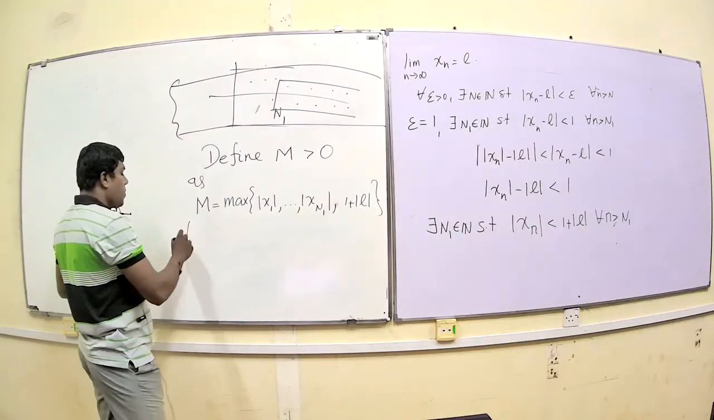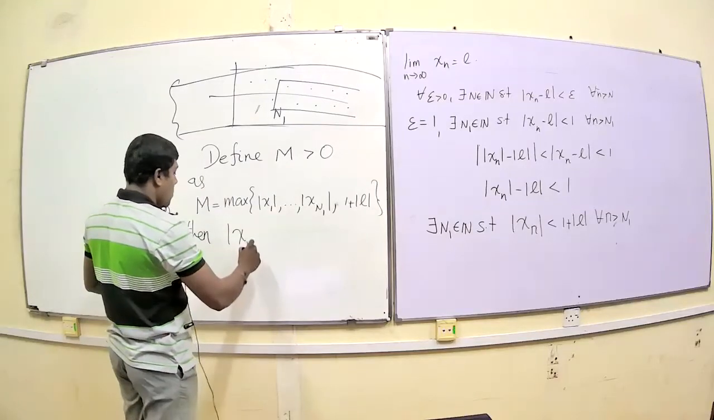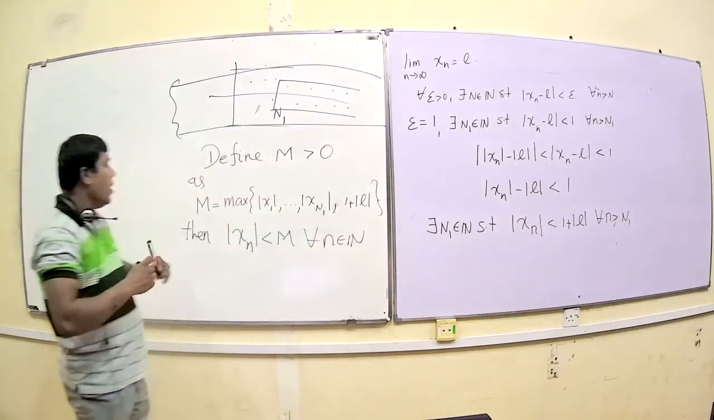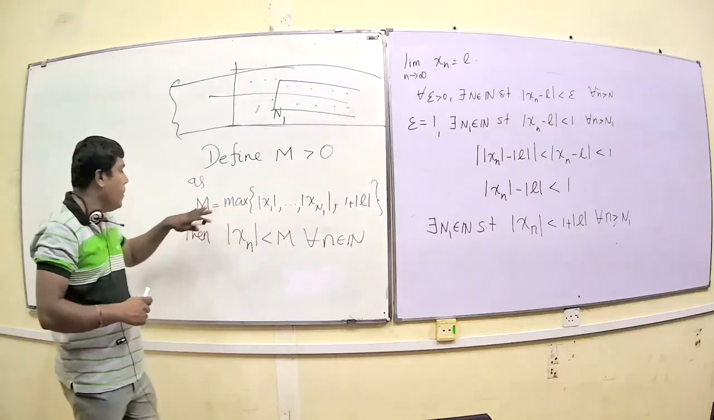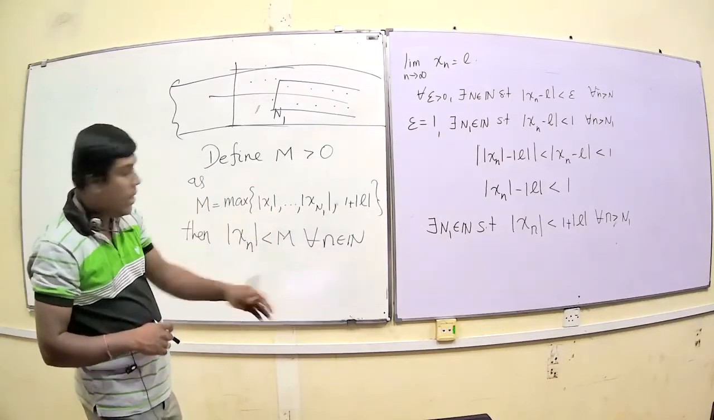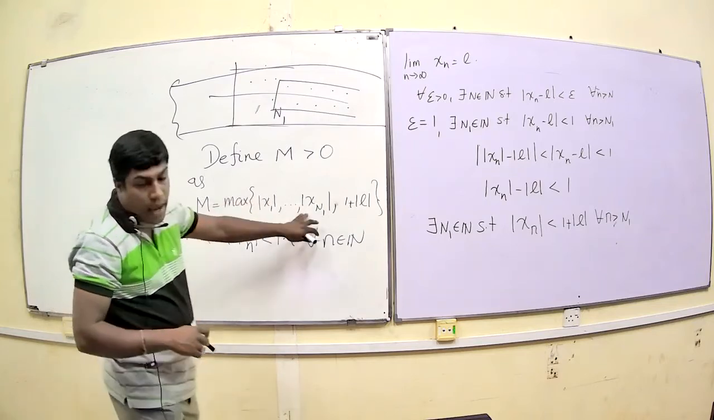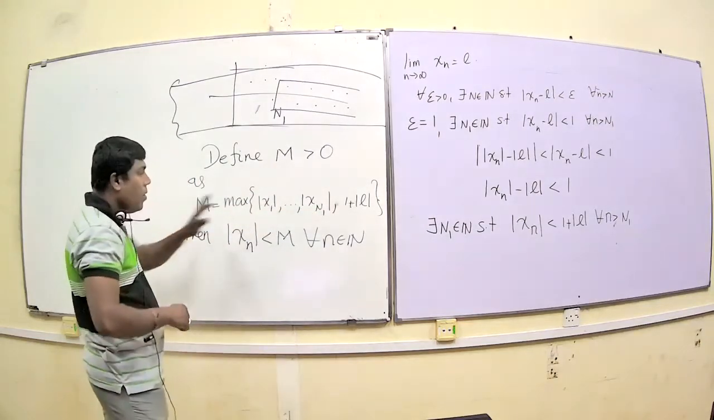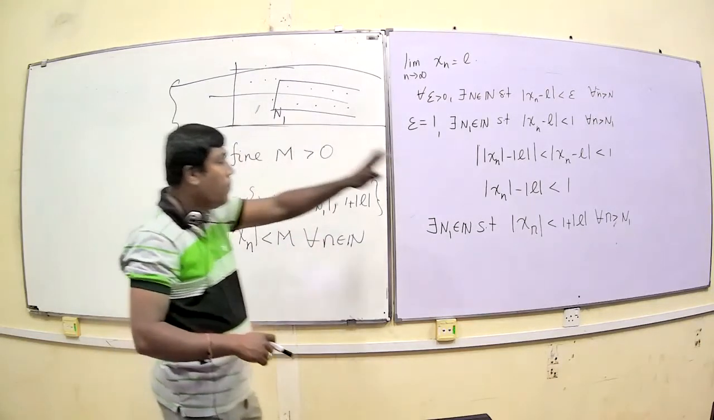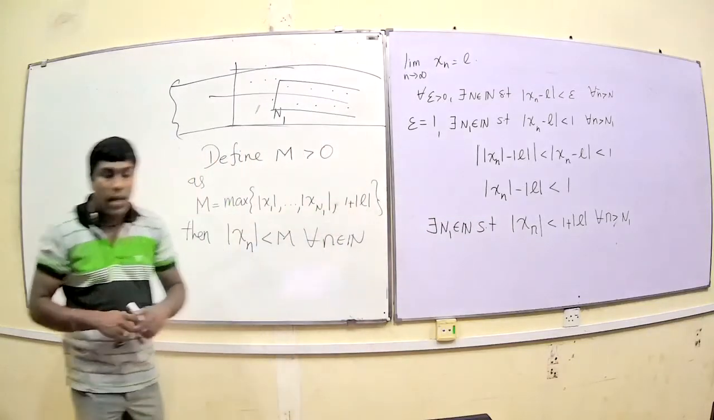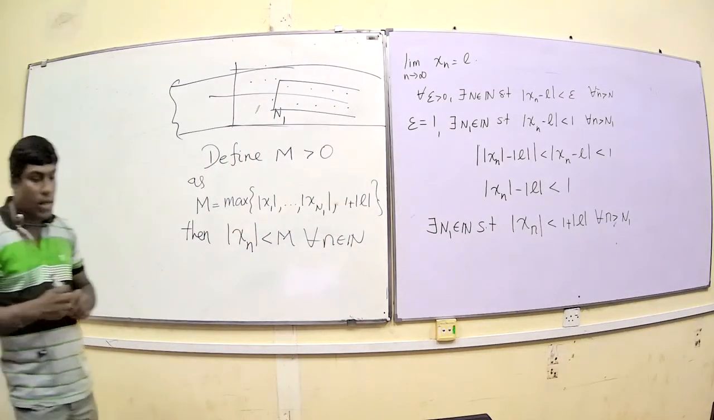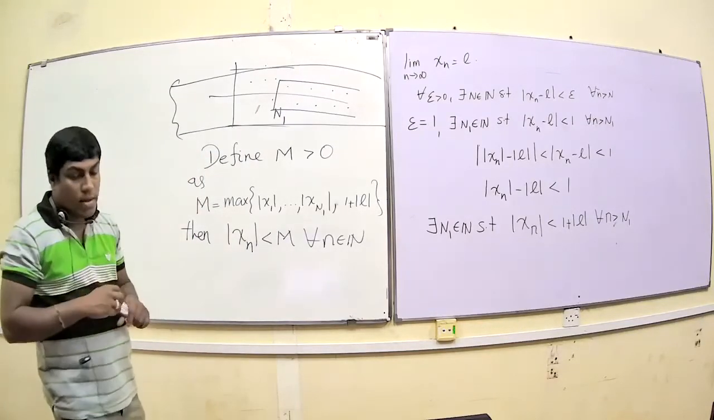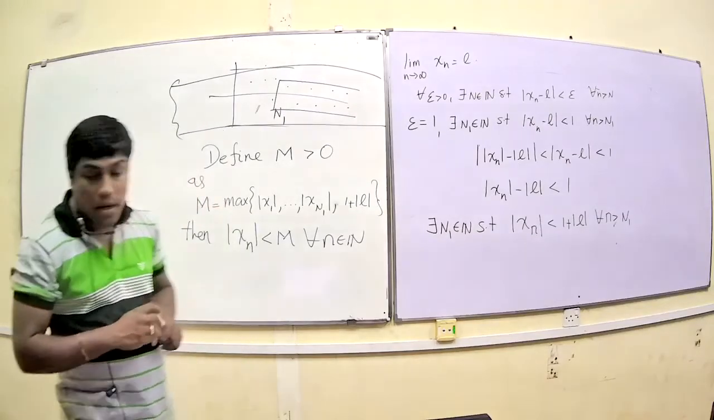So clearly, because M is the maximum of these, x1 is less than or equal to M, x2 is less than M, x3 is less than M, x4 is less than M, xn1 is less than M, and xn1 plus 1, xn1 plus 2, and all of them are less than 1 plus |L|, so they are less than M. So this is how you prove the boundedness. That concludes the boundedness.